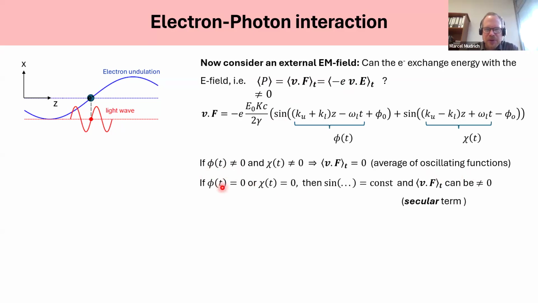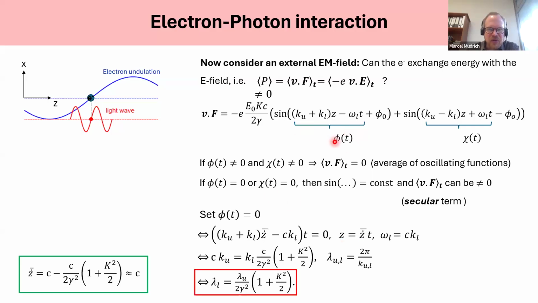Of course, also both of them could be 0. That would also work. But if you go through the math, we find out that, because one is plus and one is minus, both cannot be 0 at the same time. Only one of the two can be 0. So let's pick phi of t and set phi of t equals 0. So we are setting this phase here to 0. Now we remember the green equation. The green equation was the one for the average z velocity, which we stick in here.